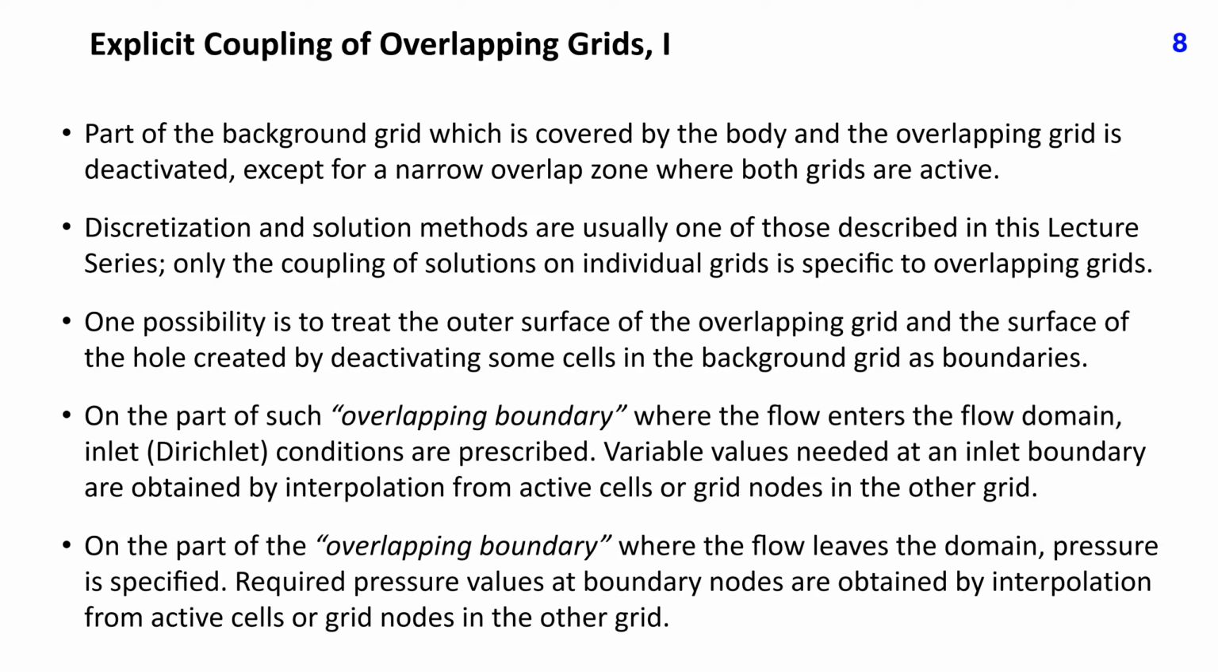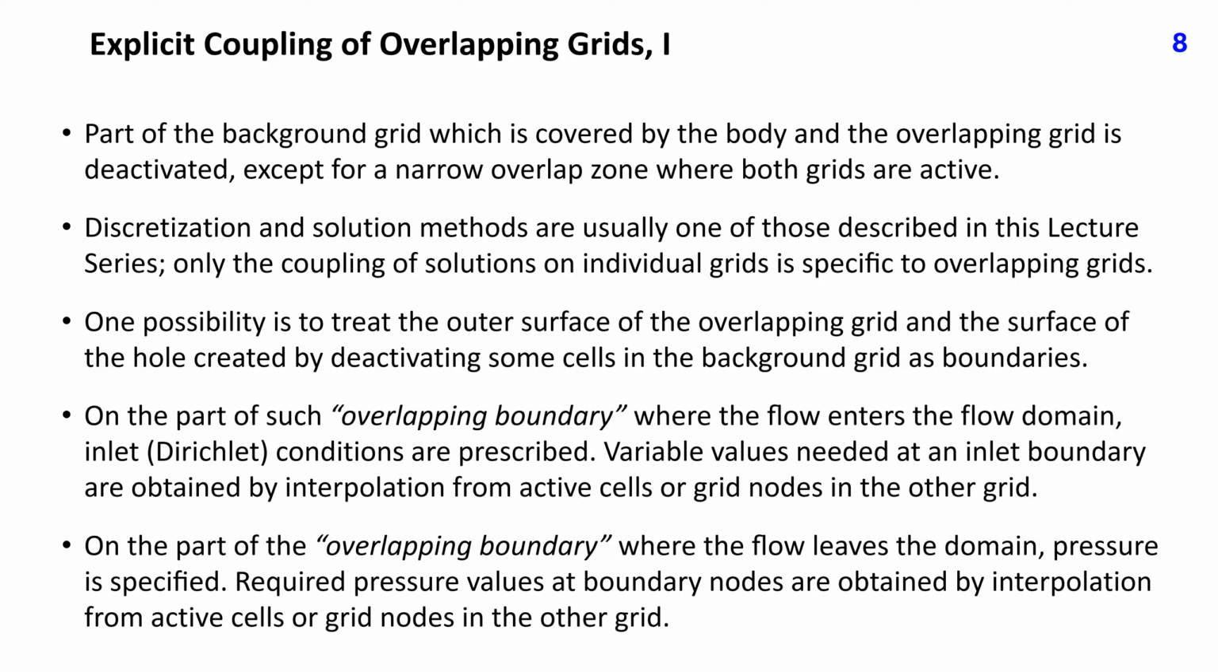Let us now see how the solutions on overlapping grids can be coupled. Part of the background grid, which is covered by the body and the overlapping grid, is deactivated, except for a narrow overlap zone where both grids are active. Discretization and solution methods used for all grids are usually one of those described in this lecture series. Only the coupling of solutions on individual grids is specific to overlapping grids.